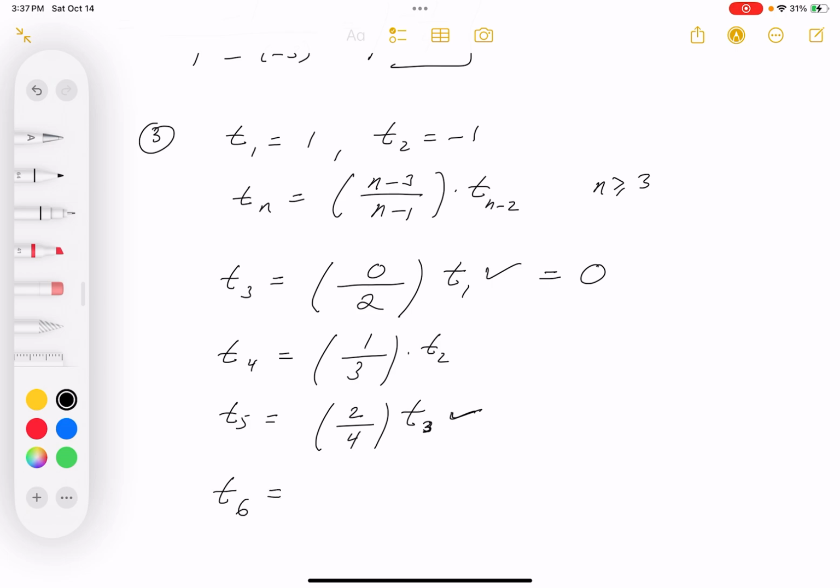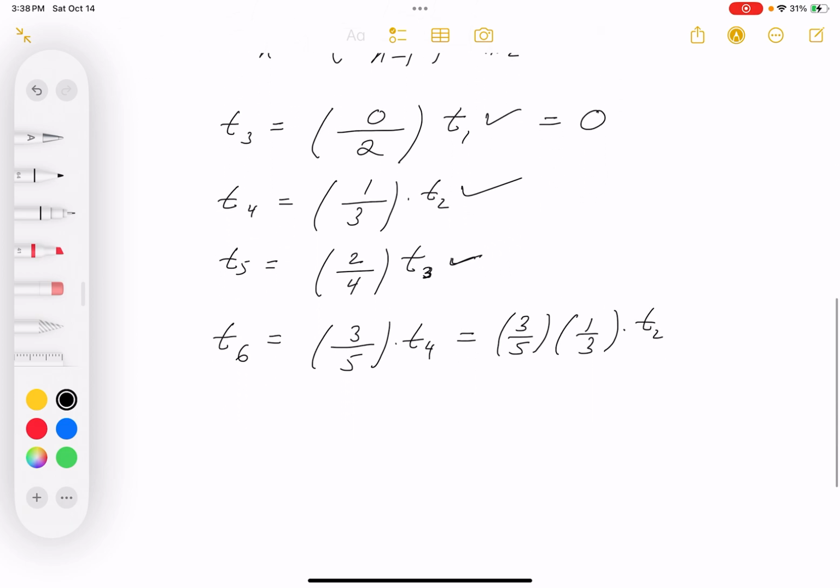And I want to write down what T6 is going to be. T6 would be equal to, let's see. Again, I'm looking at the thing. It's n minus 3, so it's 3. And then n minus 1, that's 5. And that's going to be times T4. Now, I hope you realize I know what T4 is. Let me write this over here, 3/5. And T4 is 1/3 times T2. All right? I'm getting that from over here that way. Now, if I want to, I'm not going to go to T7. I'm going to go to T8 now.